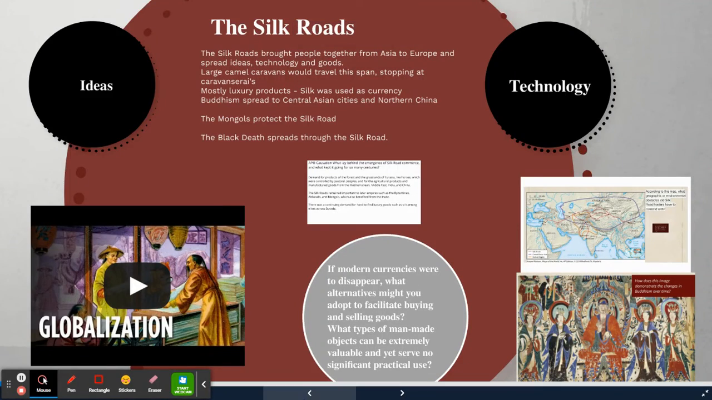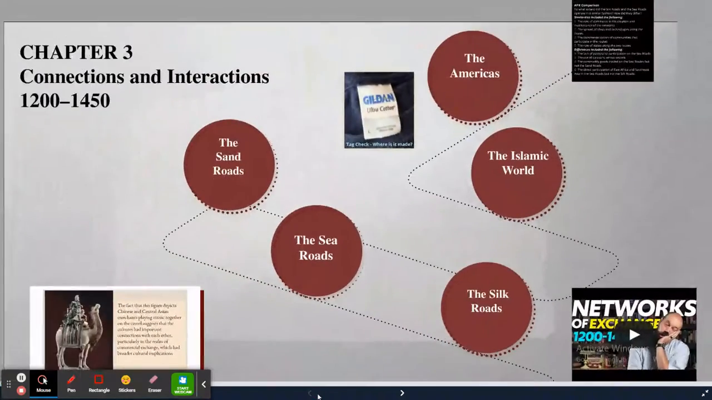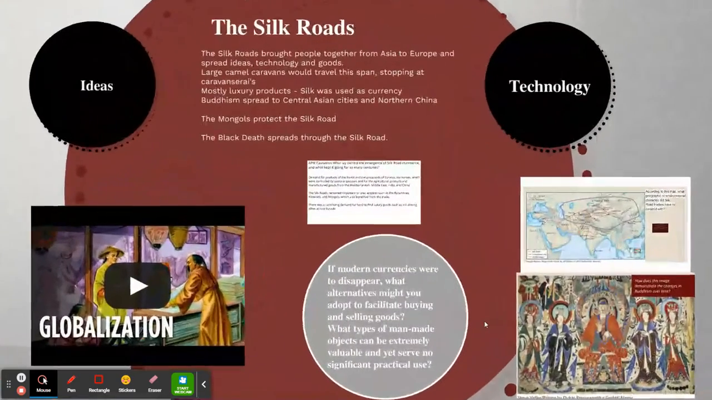Okay, so we are starting chapter 3. Chapter 3 consists of the Silk Roads, the Sea Roads, the Sand Roads, part of the Islamic world, the Americas. So we're going to go ahead and get started with part 1, which is the Silk Road. So, what are the Silk Roads?